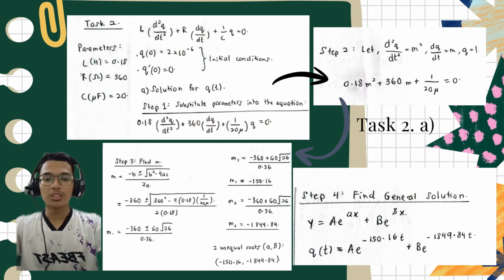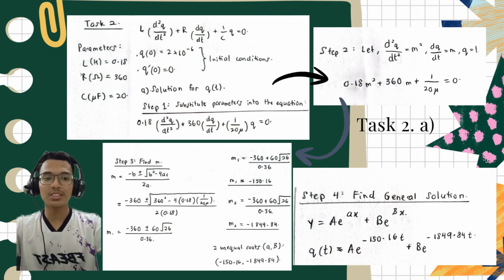So for the solution to question A, we need to find the equation for Q(t). First, simply substitute the parameters into the equation, and then substitute the differential into the variables.